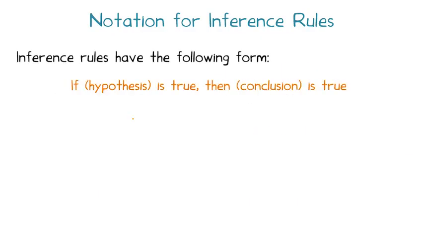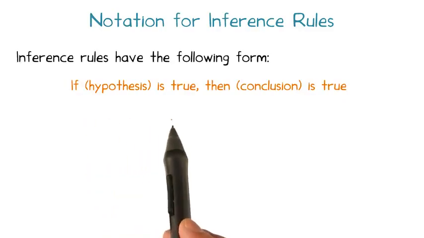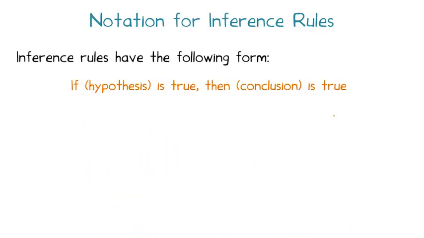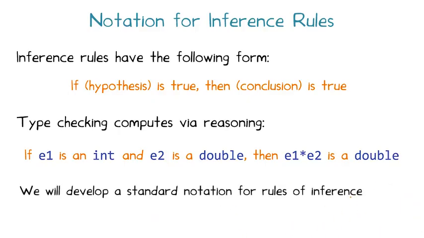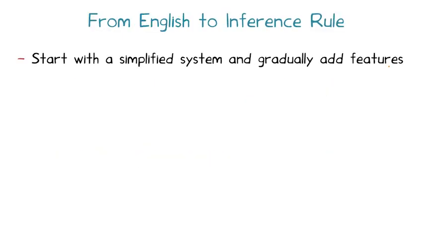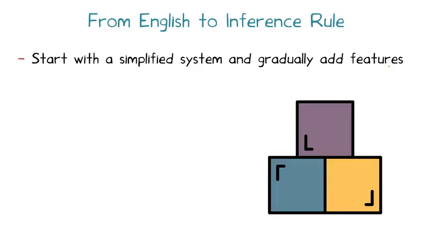A rule of inference takes the form, if hypothesis is true, then conclusion is true, where the hypothesis and the conclusion are logical formulas. An example of an inference rule that might be used in a type system is, if E1 is an int and E2 is a double, then E1 times E2 is a double. Now let's start developing a standard notation for expressing inference rules. To build this notation, we will begin with a few small building blocks and then gradually add features as needed.